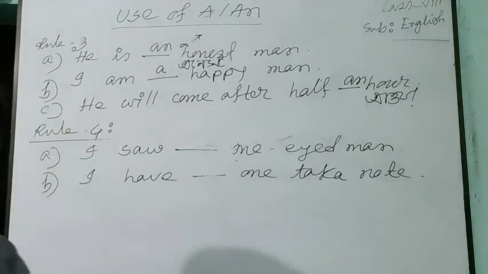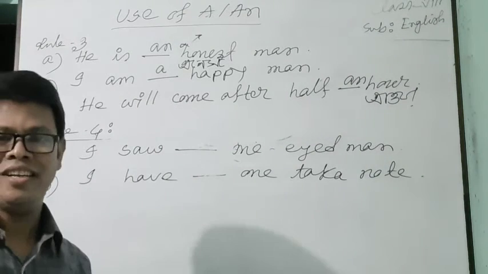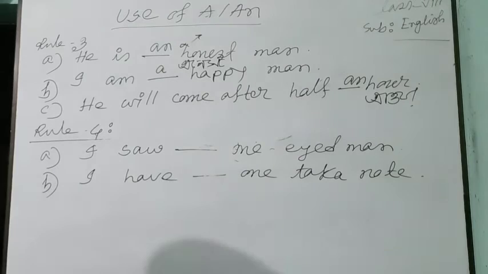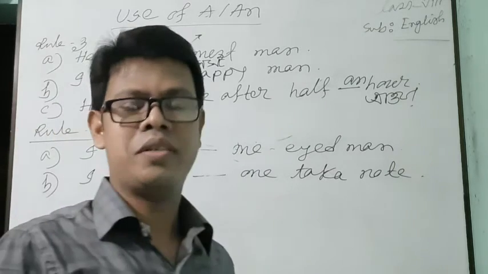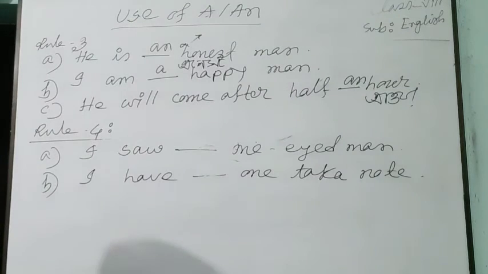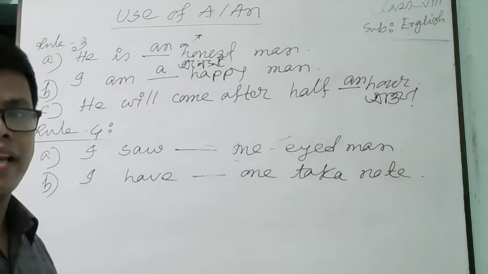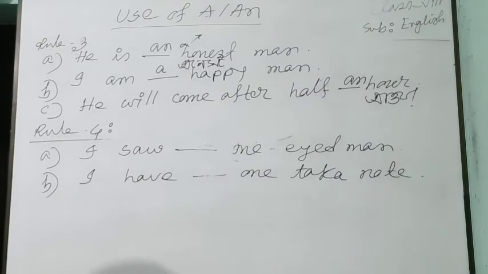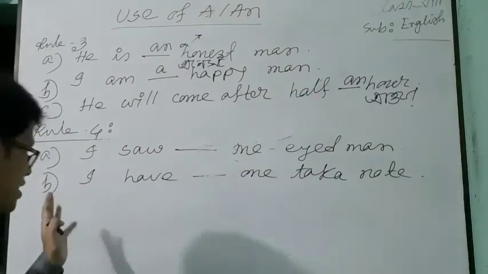Students, I hope all of you are clear about rule 3. So let's discuss rule 4. Students, I will advise you to write down all the things which I write here, because all the information is important for you. As article is an important chapter, you should write down everything I write here and enjoy my class sincerely and attentively.